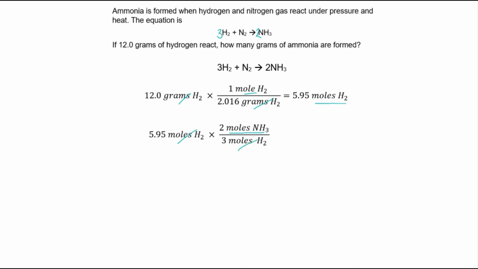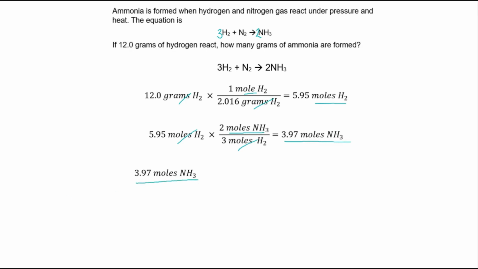Putting this into my calculator, I get 3.97 moles of ammonia. Okay, this is fantastic. The problem asked me about ammonia, and now I have ammonia. But there is one more wrinkle. The problem asked me for grams of ammonia, and right now I have moles of ammonia. So I need one more step.